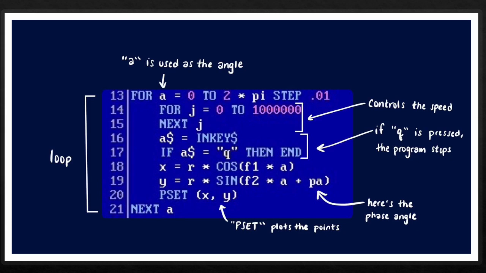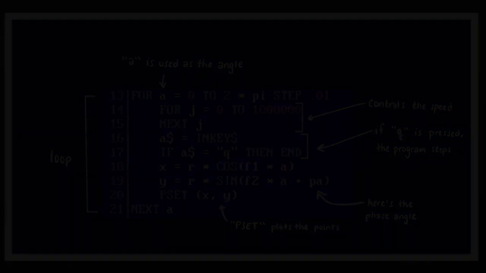The main part of the program is defining the x and y positions. pset plots these points. Next A increments to the next angle. Now we see the code in action.